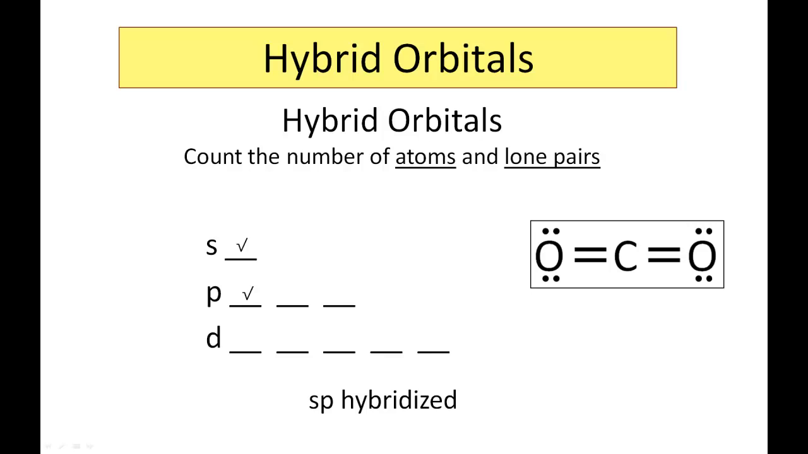Let's take some extra credit here and look at the oxygen. The left oxygen has 2 lone pairs and a carbon coming off of it. So it would be sp2 hybridized. But in our cases, we're only going to be dealing with the central atom.